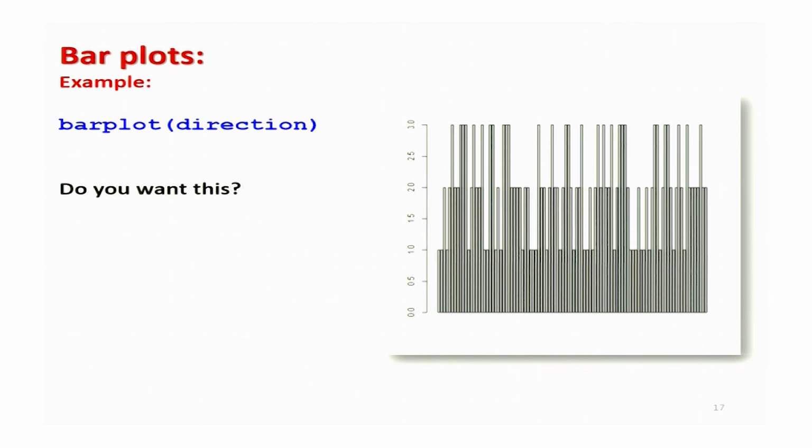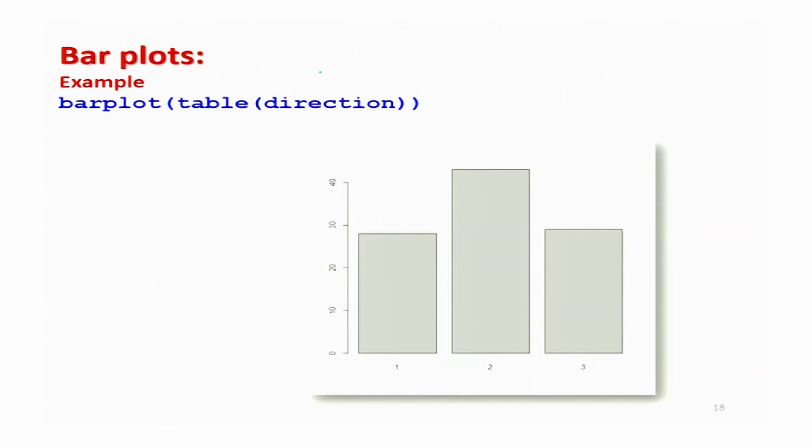Now I want to create the bar plot. I first make a mistake and use the command barplot direction. You will see these are the 100 values, but this is the thing which you don't want. Now you know why, because you want to give the data in terms of a table of frequencies. So I write barplot table direction. Now you can see you get a similar bar plot to what you got in the last example. There are 3 directions, 1, 2 and 3, and here are these frequencies.